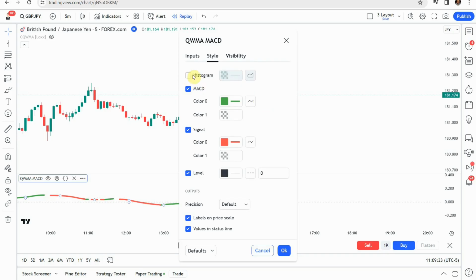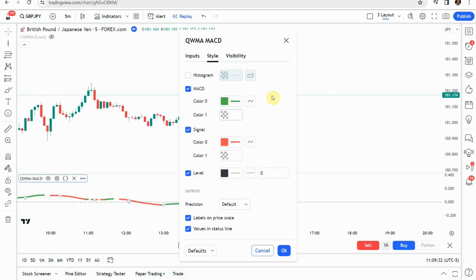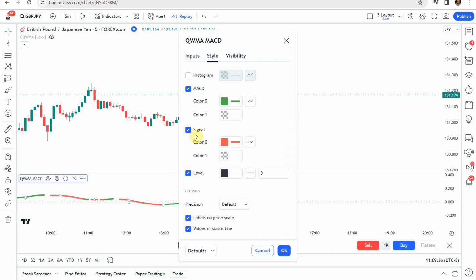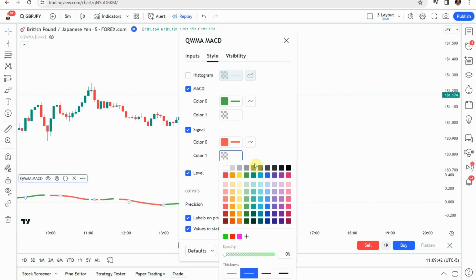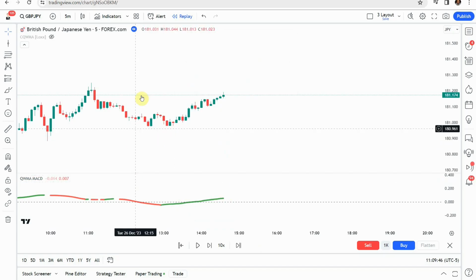Under the histogram here, you're going to turn off the histogram. The MACD, you're going to go into the color 0 and turn the line weight up all the way. Color 0, you're going to turn the opacity all the way down. The signal line, you're going to go into the red color here, turn the line weight up all the way. Color, you're going to turn all the way down to 0. You go ahead and click OK. The rest of the settings just stay on the default.